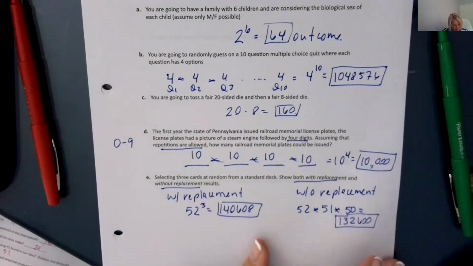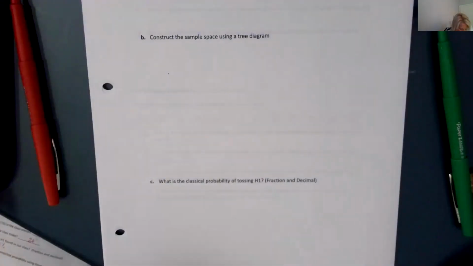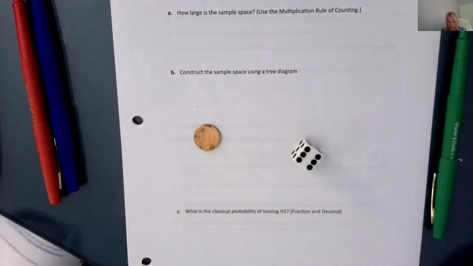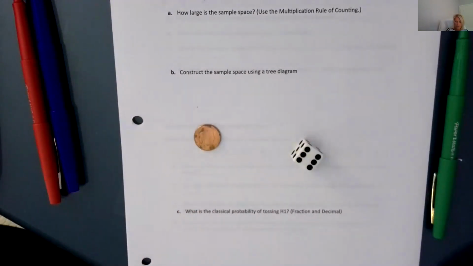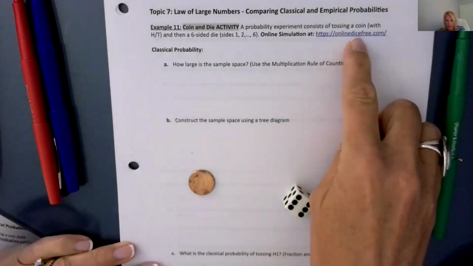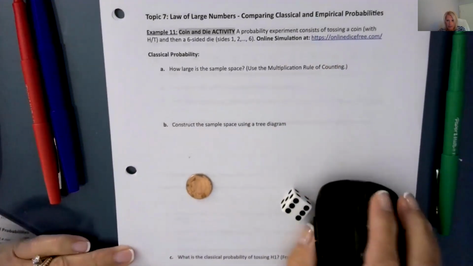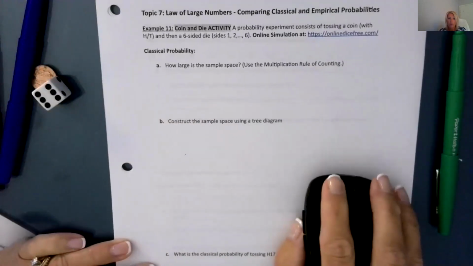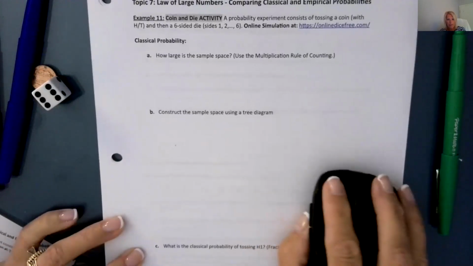So we're going to do a little experiment. I would love for you to grab a die and a coin if you'd like. So I have a coin, a penny. It's dirty. There's the tails. We're going to look at this coin and die activity, or you can also go to the website onlinedicefree.com and we're going to simulate this. We'll go there momentarily, but it says, how large is the sample space?